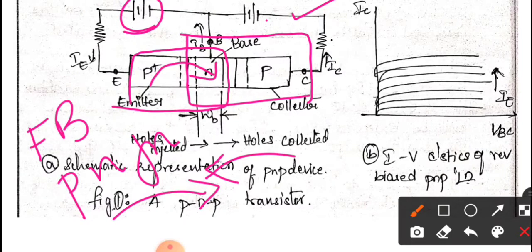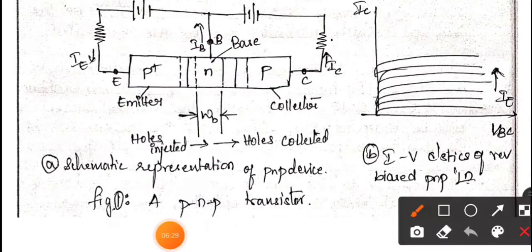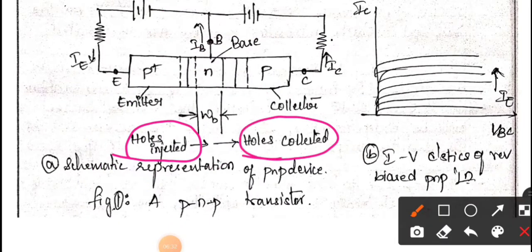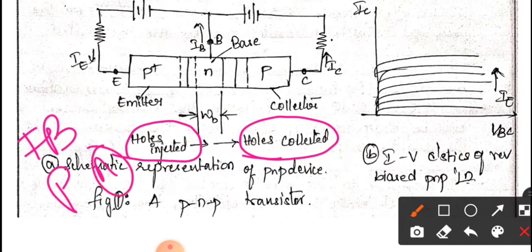So this particular arrangement will act as a hole injector, and these holes which are injected from this P region to the N will reach this P. So these holes are injected here, and here holes are collected. Both have an N region: one is a forward biased PN junction, and here already a reverse biased PN junction is there.